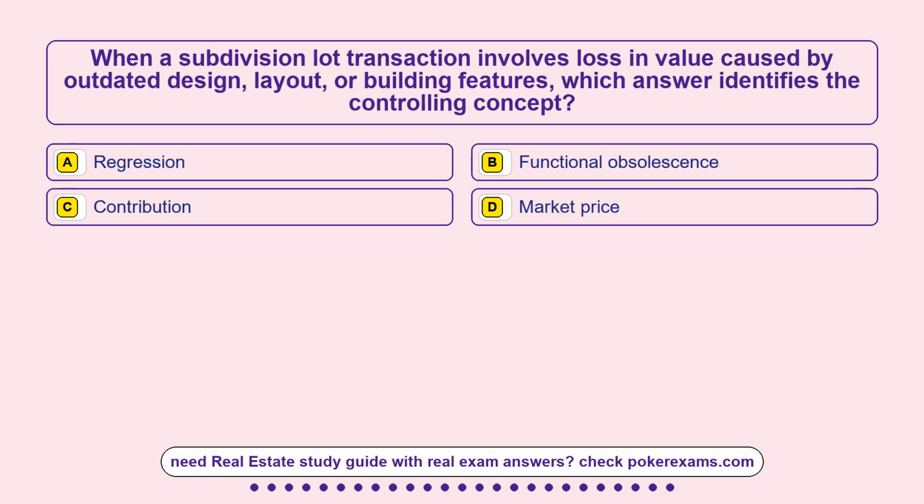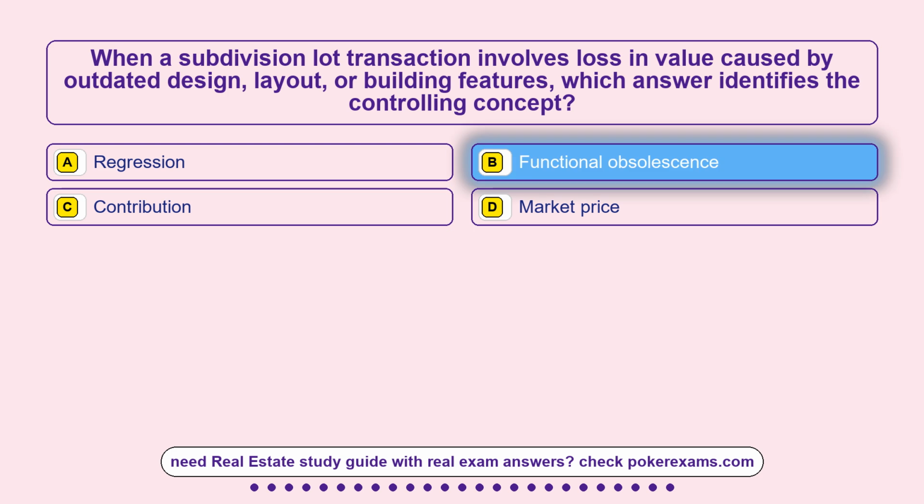Question 7. When a subdivision lot transaction involves loss in value caused by outdated design, layout, or building features, which answer identifies the controlling concept? Option A, regression. Option B, functional obsolescence. Option C, contribution. Option D, market price. The correct answer is option B, functional obsolescence.